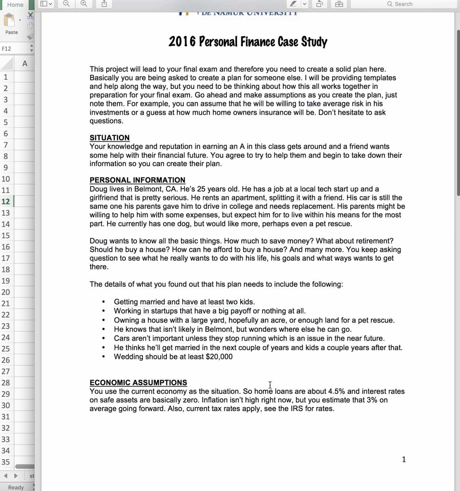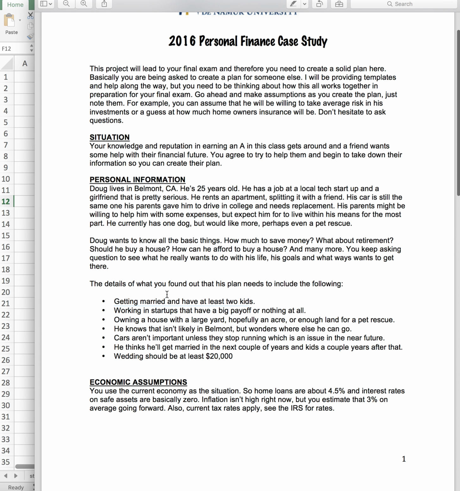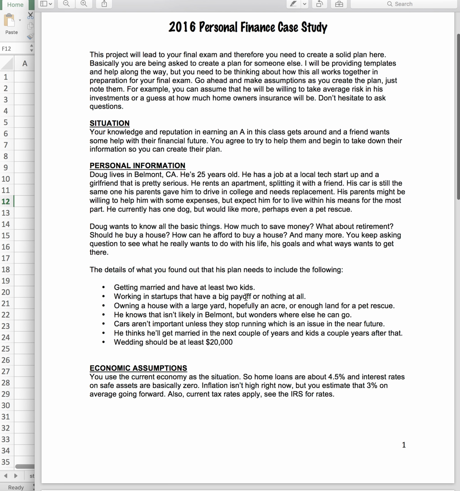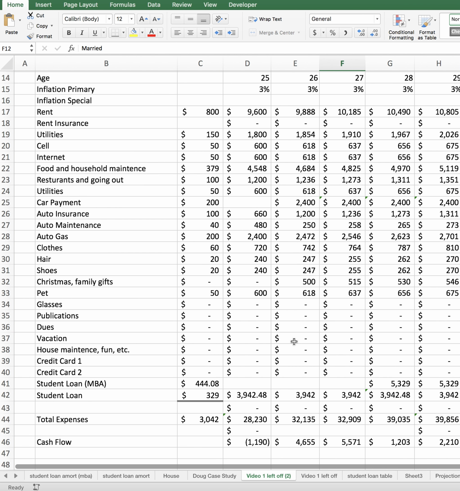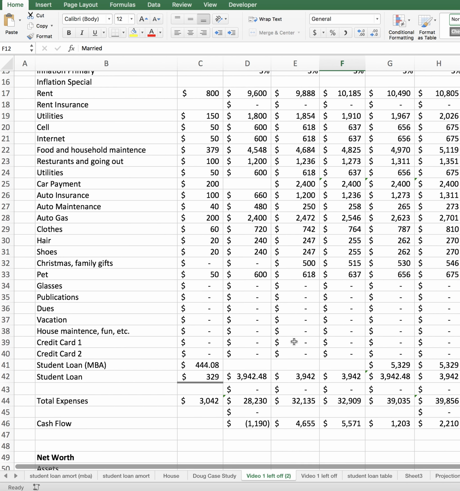So let's see what he says here. Details personal information: getting married and having at least two kids, a big important thing for Doug, and the wedding should be $20,000. He thinks he'll get married in the next couple of years, and have a couple of kids after that. That's kind of what they think they're doing. So we've got a situation here where we need to add a line item.